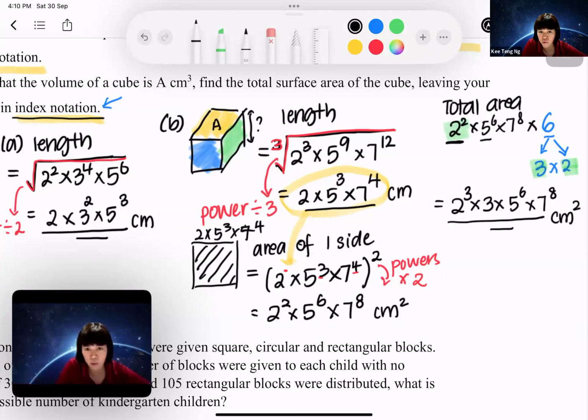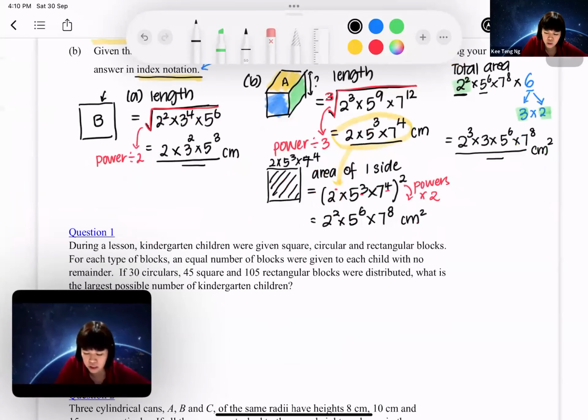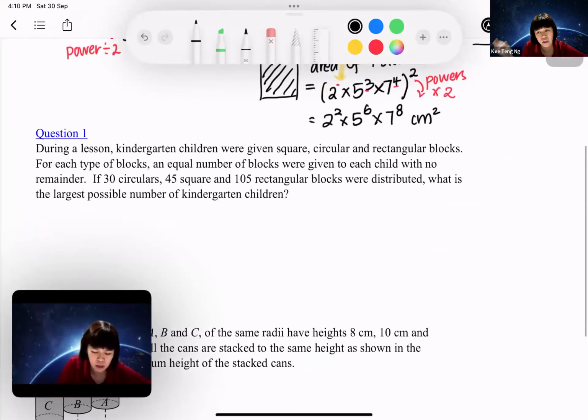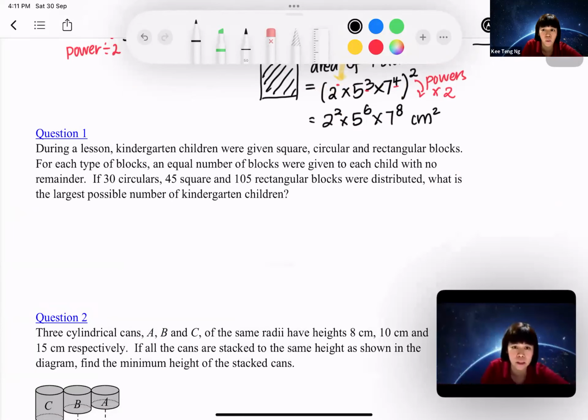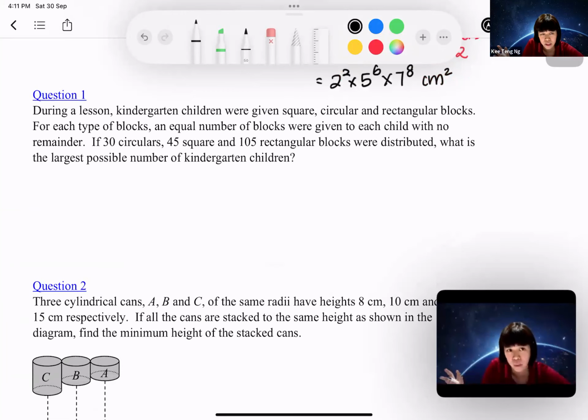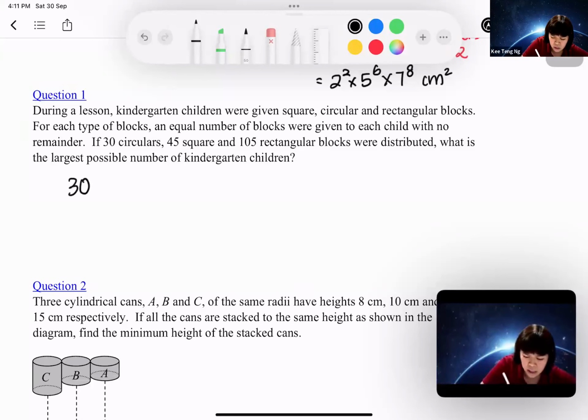Okay, now I'm going to move on to the next question. Now, the last few sessions, we were talking about whether it is highest common factor or lowest common multiple, and when to use which. When we are not very sure, we need to double check and think through the process. During a lesson, kindergarten children were given square, circular, and rectangular blocks. Each type of block was given with no remainder, that means it must be divided nicely among them. There are 30 that are circular, 45, and 105 which are rectangular.